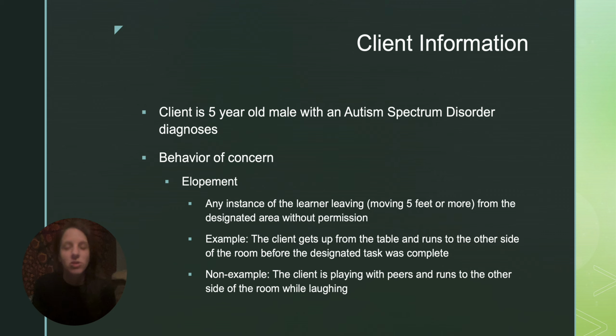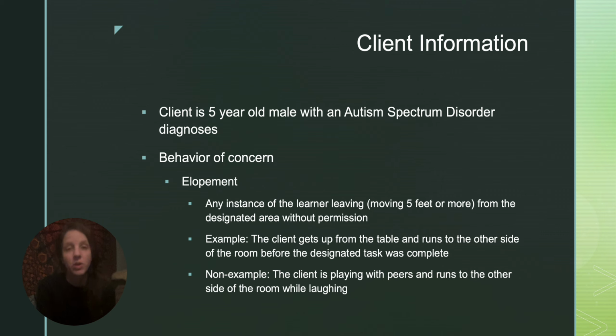Okay, so to get started, just a review of my client information. He is a 5-year-old male with an autism spectrum disorder diagnosis. The main behavior of concern that we're addressing within this intervention is elopement. Any instance of the learner moving 5 feet or more from the designated area without permission falls under the elopement definition.